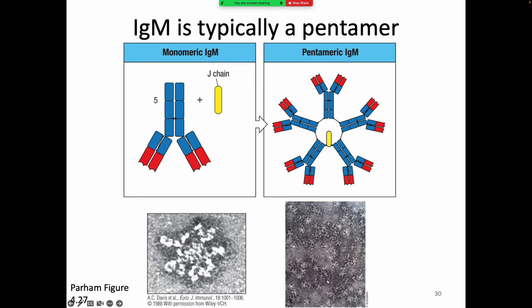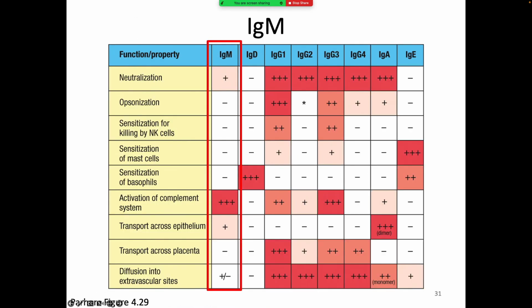And so that helps it have a pretty strong interaction. We get a lot of avidity because of having those 10 binding sites. IgM is a standout in one other way as well, but it's honestly related to being a pentamer. When we think about the functions of IgM, IgM is really the all-star in activating complement.